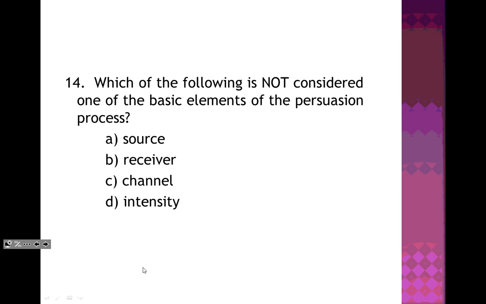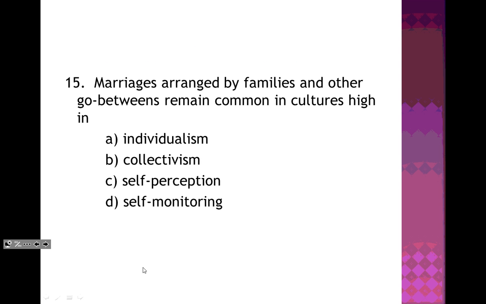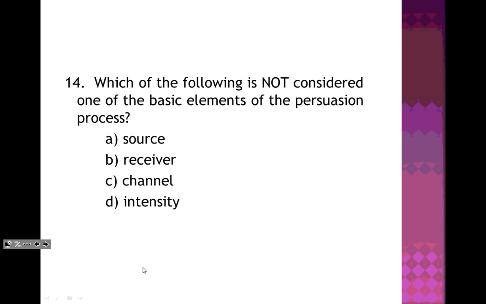Which of the following is not considered one of the basic elements of the persuasion process? I don't know this. If I'm going to guess, what's a channel? I was going to say channel too. I'll just say channel. Because channel is like how you... No, because everything else kind of makes sense. Like the source, where you're getting it from, who's receiving it, and the intent.